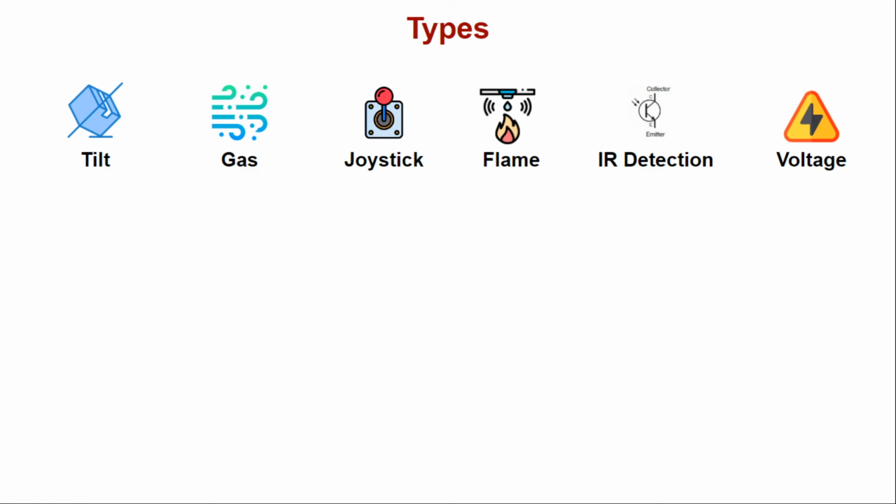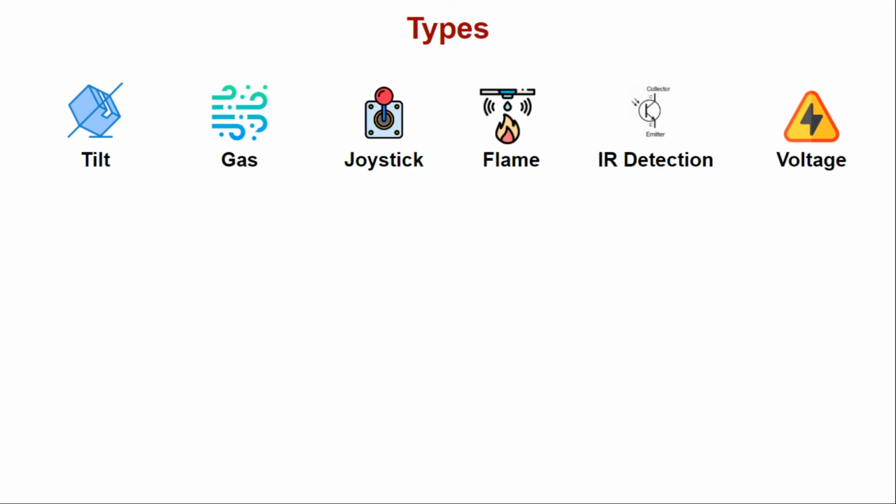Then there are gas sensors, where different kinds of gas can be detected. We have a joystick sensor where you can control the inputs according to your movement of the joystick. So it will take your X and Y direction. We have flame sensor to detect whether fire is there or not. We have IR detection where you send some data with an IR gun, and according to that data it will react.